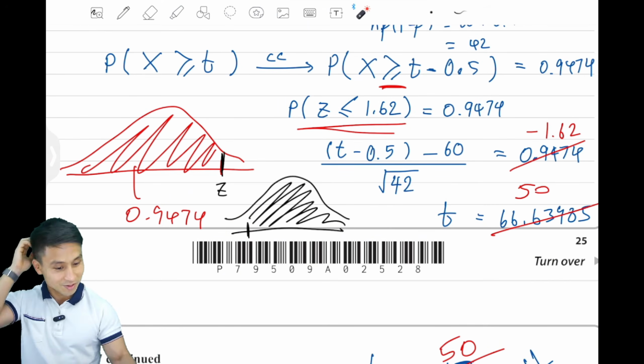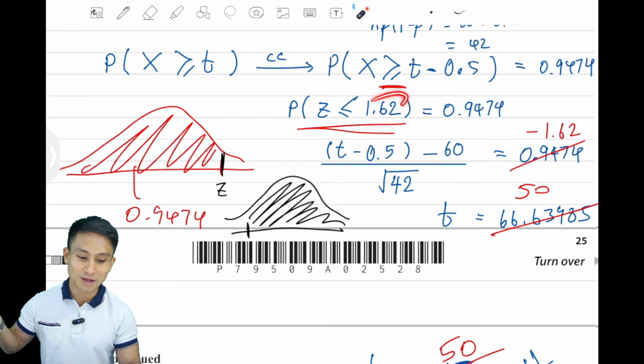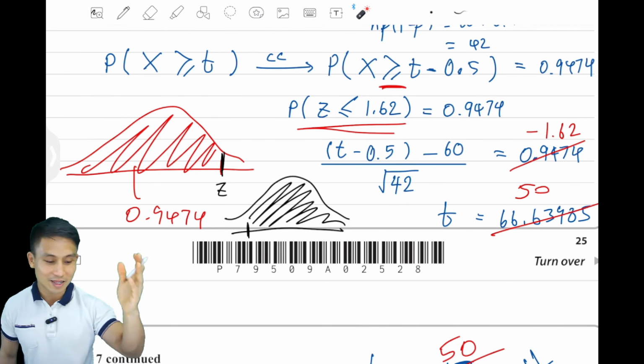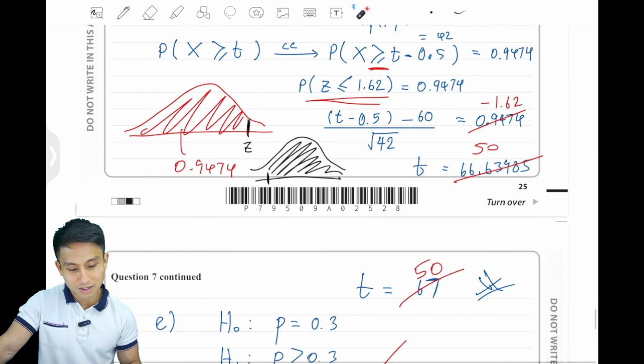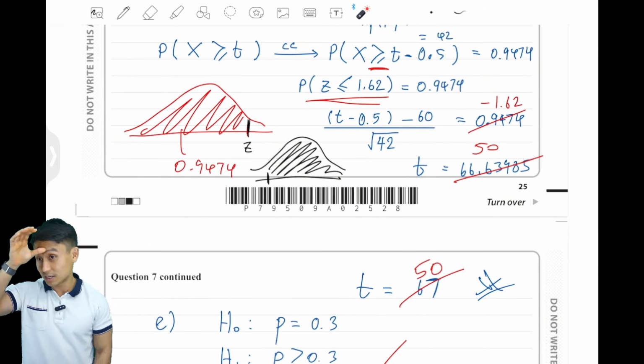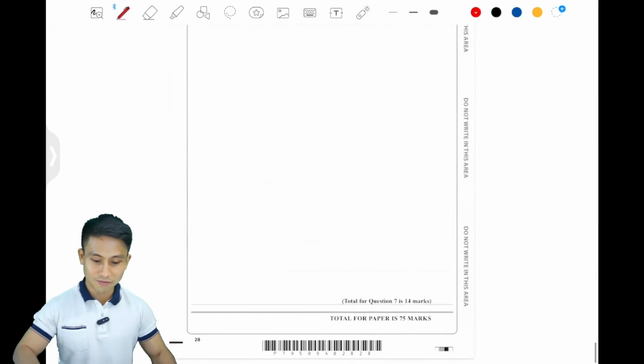And actually, look at what I did. I took the probability and equated that to z. Although I found the right value of z, kind of, I just flipped the sign there. So I got the method mark, but I lost another mark here. Accordingly, if I solve for t, I should get 50. Yeah, stupid, right? And that's it. The rest, I got all of them.